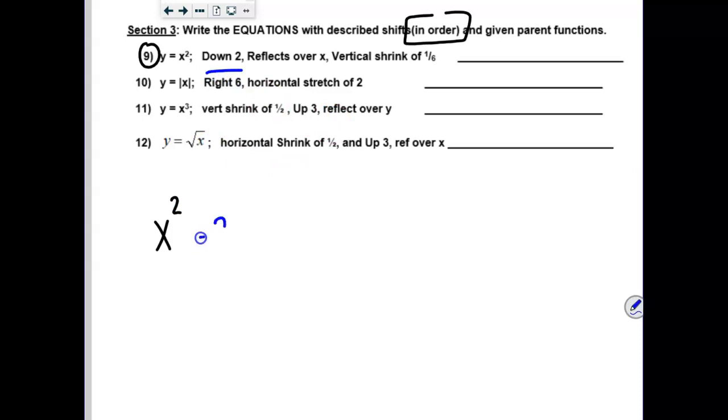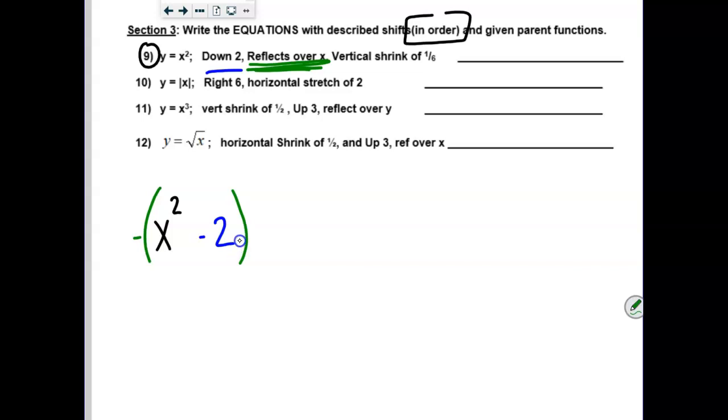Oh yes, I'll subtract 2 off to the side. Very good. Now I want you to reflect over the x-axis. What does that look like? Just like this? Very good. Because the reflection happens after I already shifted down 2, you've got to use parentheses.